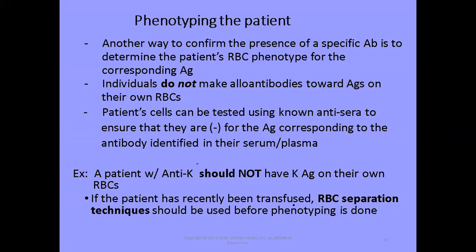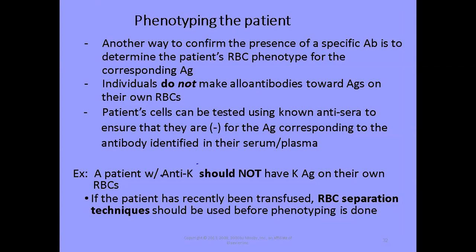If the patient has been recently transfused, we do not want to phenotype them, and hopefully this makes sense. Phenotyping, we're using their red cells. If the patient was recently transfused, they have more than one population of red cells in their circulation. They have their own, and they also have donor cells, and so we could get misleading results. So we don't want to phenotype someone who's been recently transfused, and if we're going to try to do that, we have to try to separate the red cells before we do the phenotyping.